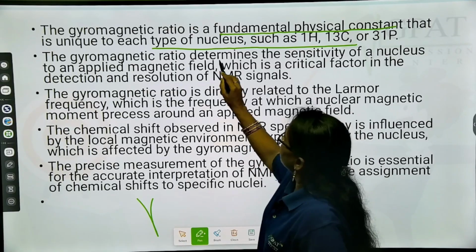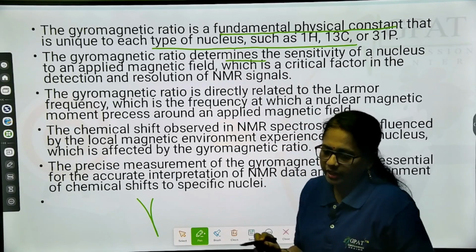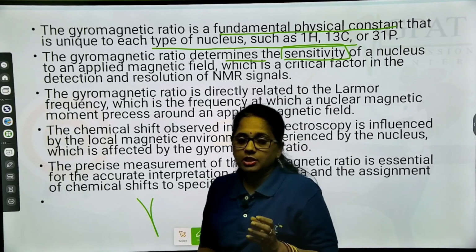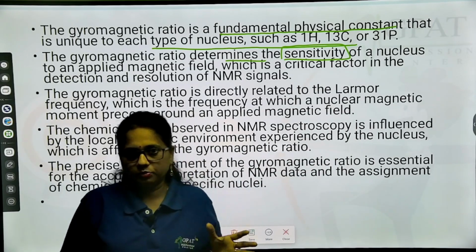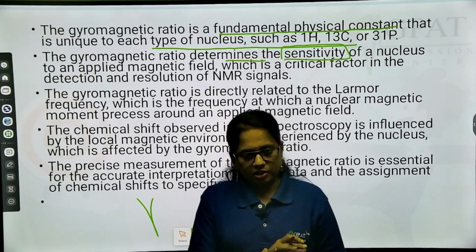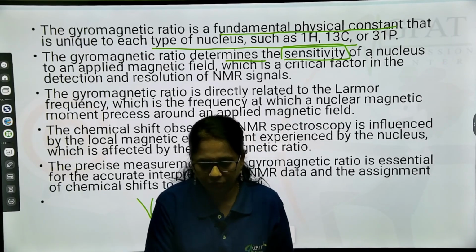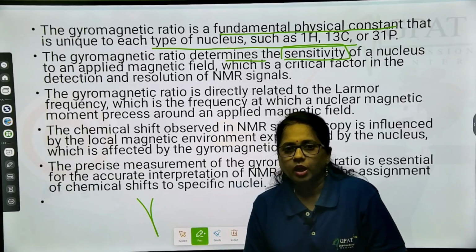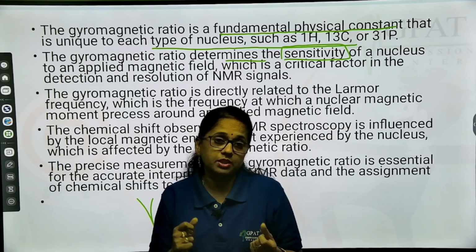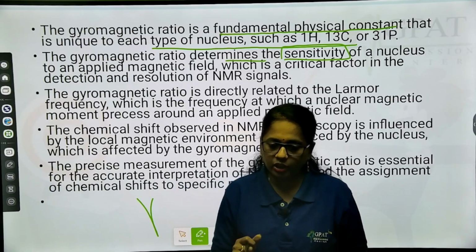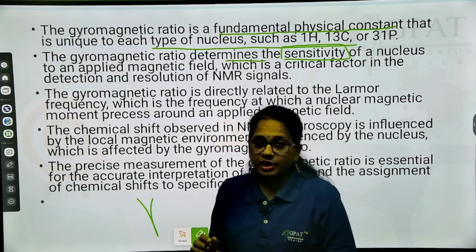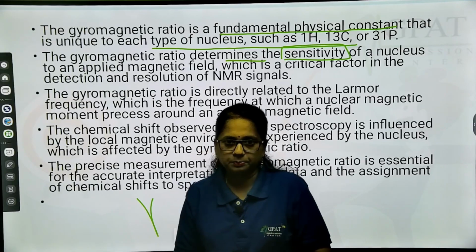Actually what it determines is the sensitivity of the nucleus to the applied magnetic field. We are applying a magnetic field and we are giving radio frequency as energy to the molecule, right? Whenever we give these two, the nucleus absorbs when the applied frequency is equal to the precessional frequency. So this gyromagnetic ratio is going to be sensitive to that magnetic field.